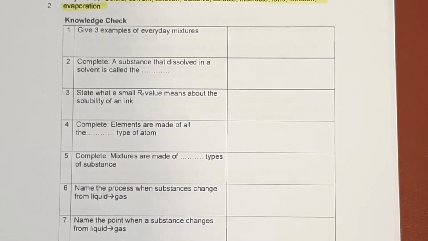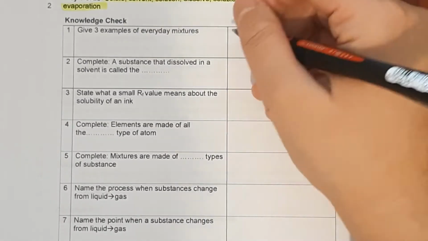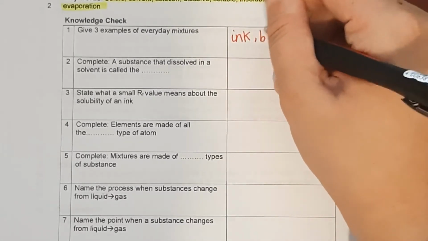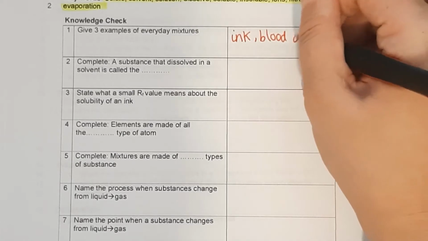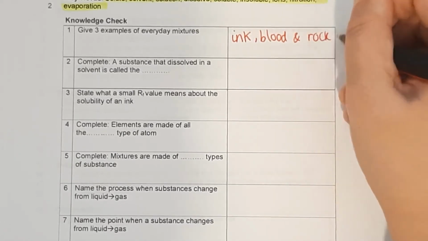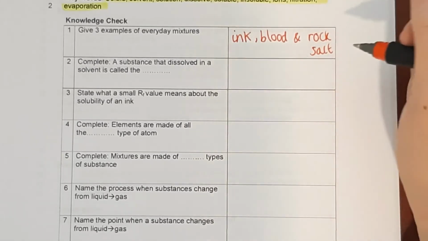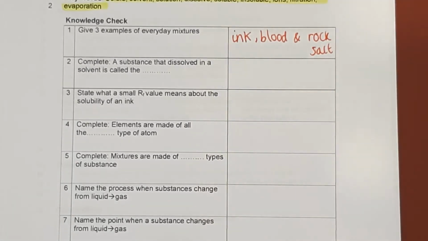Okay, so we're going to go through that. Give 3 examples of everyday mixtures. So there's many options for this, but the 3 examples listed last lesson were inks or dyes, blood, and rock salt. If you're not sure if your answer is correct, ask an adult at home or email me.